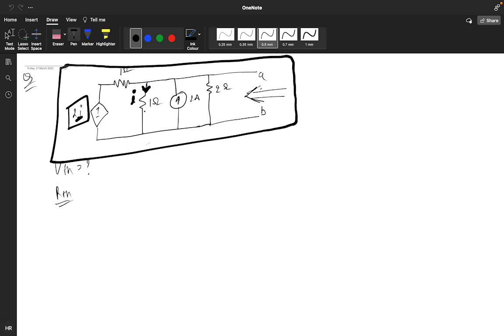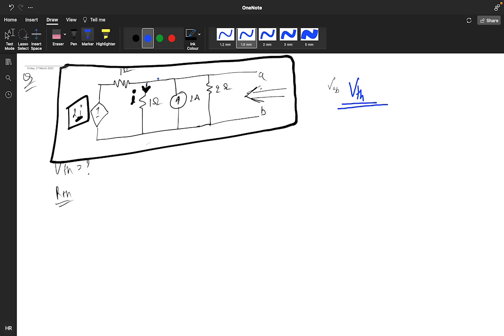So this is your question. It's given that 2I is a dependent source, the resistance is 1 ohm, and a 2 ampere current is flowing in this circuit. So you need to calculate the value of VTH and the equivalent resistance. So this is your VTH only, VAB only, this is your VTH only.